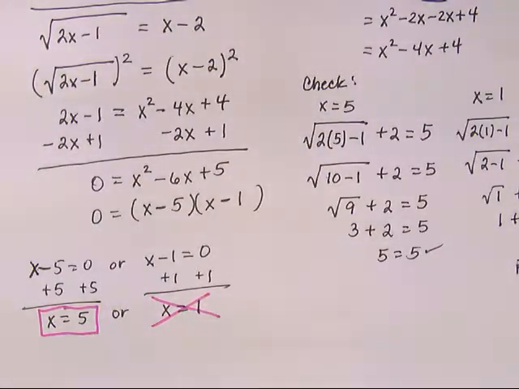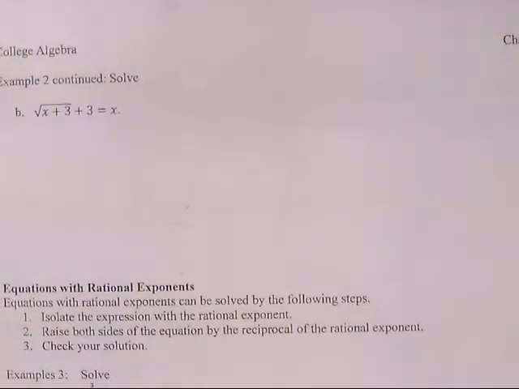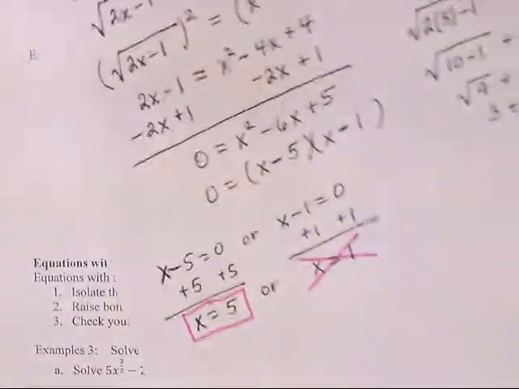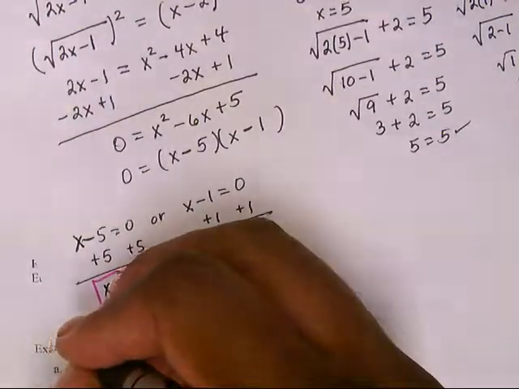Okay. Now you see how important it is to do the check on these radical equations, because one of them may satisfy the radical equation, the other one will not. Okay, now let's look at part B. The square root of x plus 3 and then plus 3 is equal to x. Now I'll do this on a separate sheet.